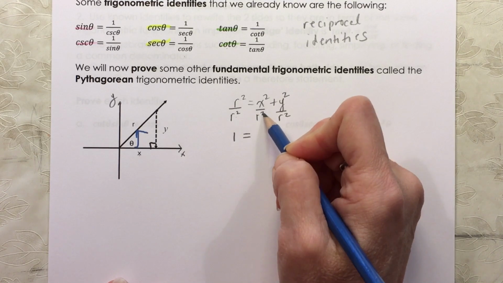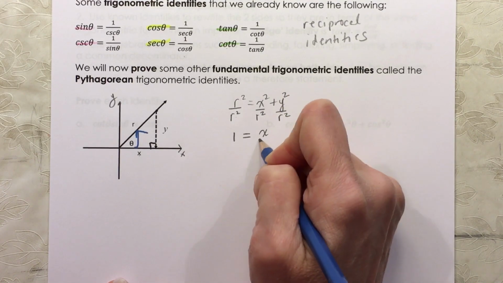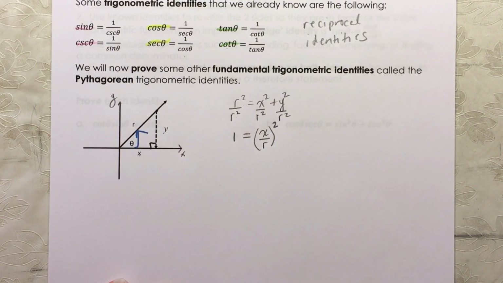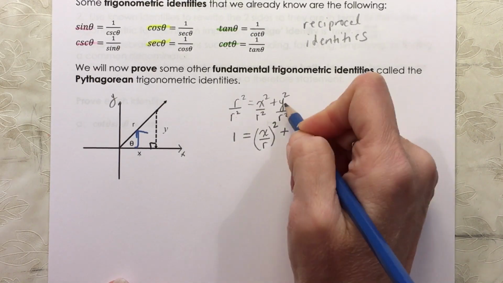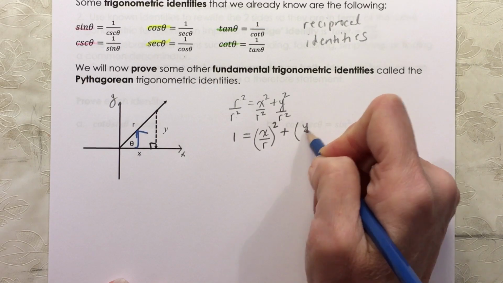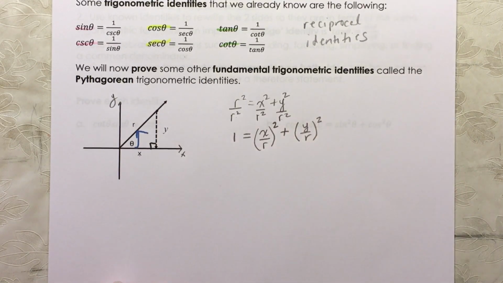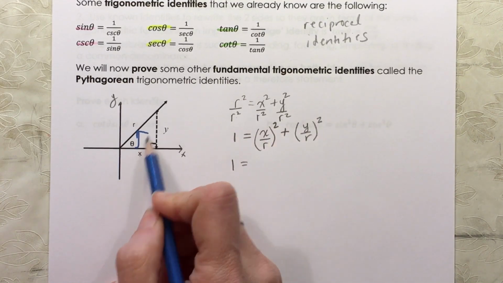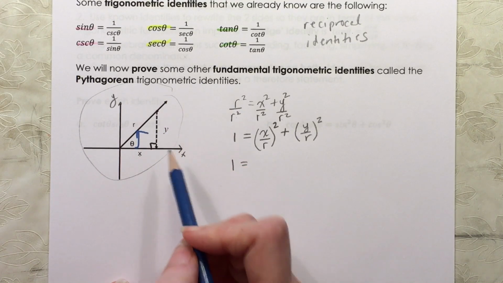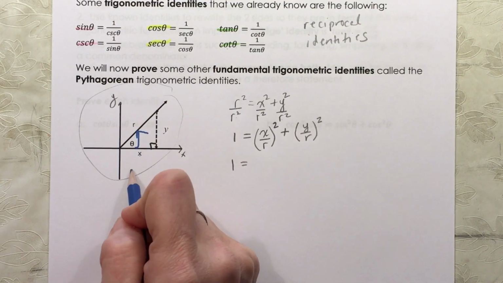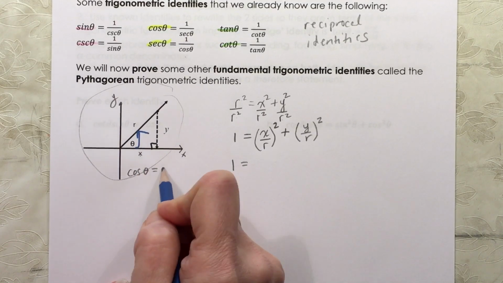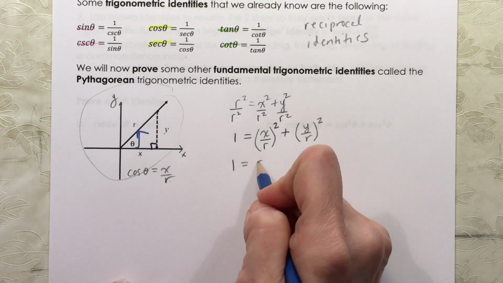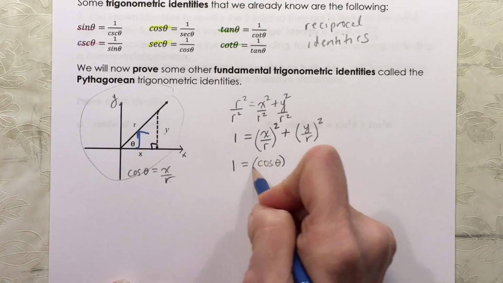Here we have x squared over r squared, which using exponent rules, we can write as (x over r) all squared. And we could write y squared over r squared as (y over r) all squared. But based on last week, we know that if we're looking at this diagram here, the cosine of angle theta is equal to x over r. So I can replace x over r with the cosine of angle theta, squared.